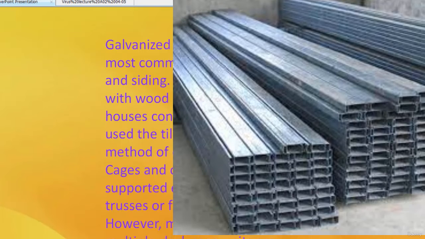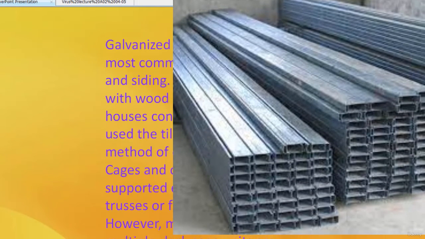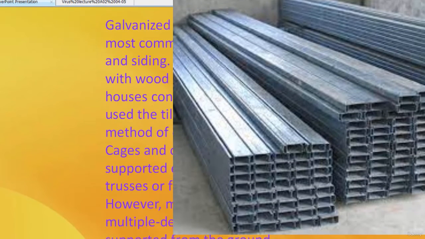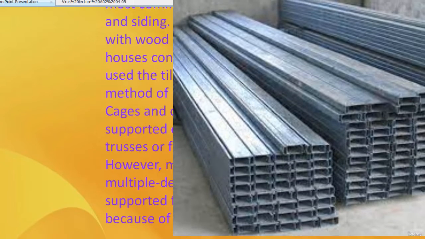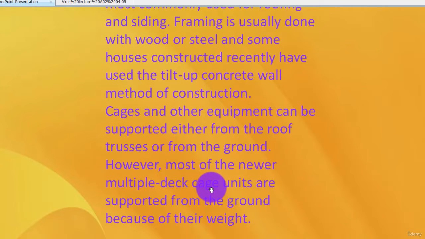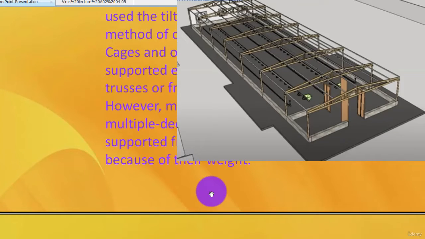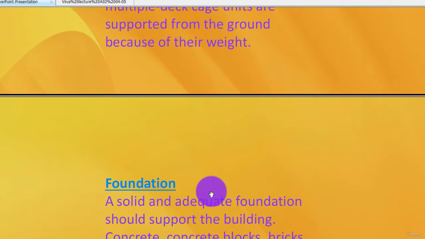Galvanized steel or aluminum are most commonly used for roofing and siding. Framing is usually done with wood or steel, and some houses constructed recently have used the built-up concrete wall methods of construction. Cages and other equipment can be supported either from the roof or from the ground. However, most of the newer multi-deck cages are supported from the ground because of their weight.